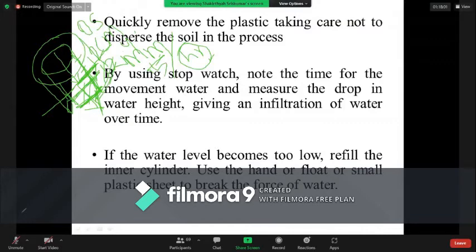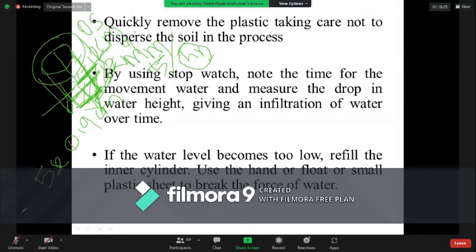That is 0.9. Why? The difference between these two readings directly gives the infiltration. So first it's 12 centimeter. Now it's 12.9 centimeter. The difference, 0.9 centimeter, is the infiltration during these 5 seconds.